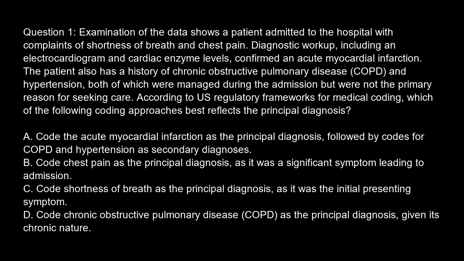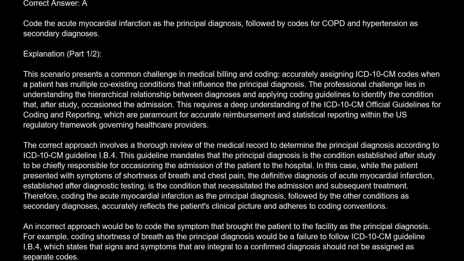Option C. Code shortness of breath as the principal diagnosis, as it was the initial presenting symptom. Option D. Code chronic obstructive pulmonary disease, COPD, as the principal diagnosis, given its chronic nature. The correct answer is A. Code the acute myocardial infarction as the principal diagnosis, followed by codes for COPD and hypertension as secondary diagnoses.